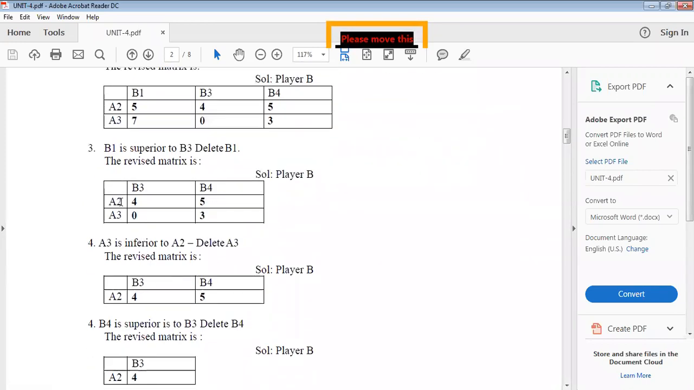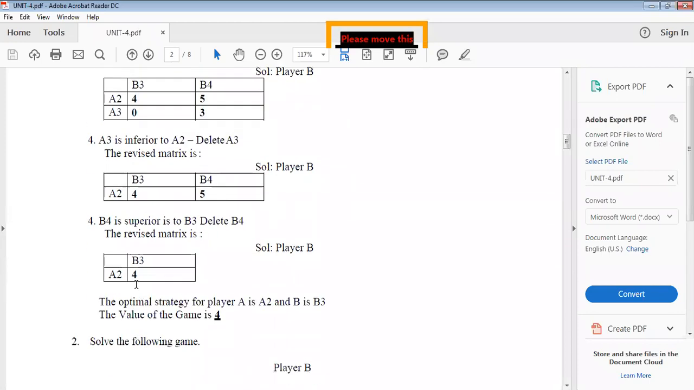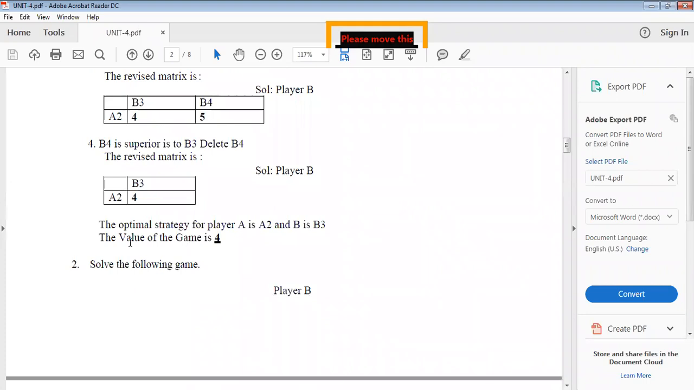Now the column step is over, so come down to the rows again: 4, 5 and 0, 3. 0, 3 are smaller elements, 4, 5 are greater elements. So the inferior row will go out. While taking up the column, the dominant column will go out, and while taking up the row, the inferior row will go out. 0, 3 has gone out, and you are left with 4, 5. Now take up the column operation, and 5 is more than 4. Therefore, finally 4 is left. So the optimum value of the game is 4.